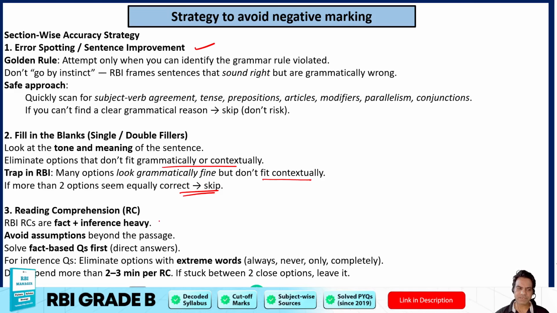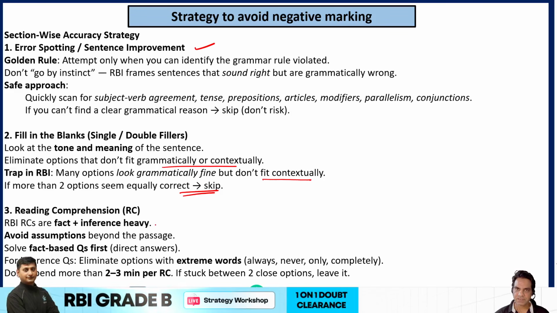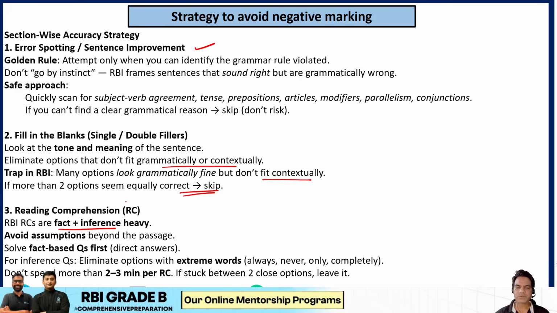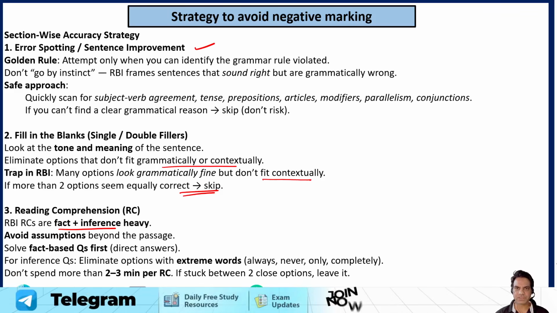Now for reading comprehension, guys, RBI RCs are fast and inference heavy. So they will ask you both kinds of questions: factual questions. What are factual questions? Direct questions asked from the passage, and inference questions, which are indirect questions which have to be inferred from the statements given in the passage.